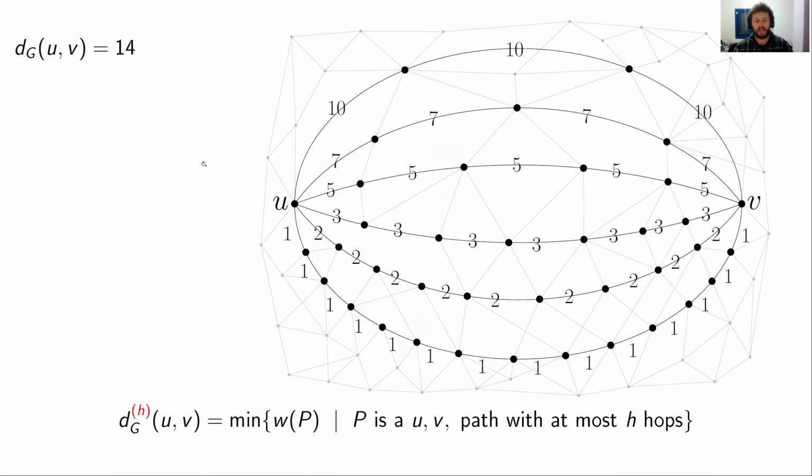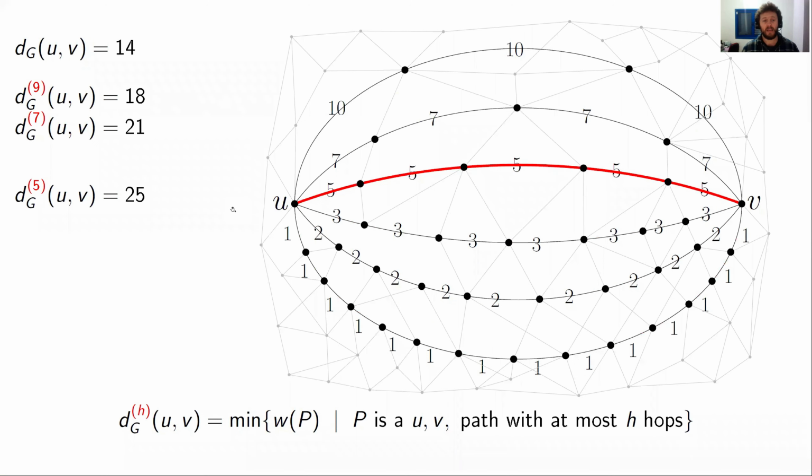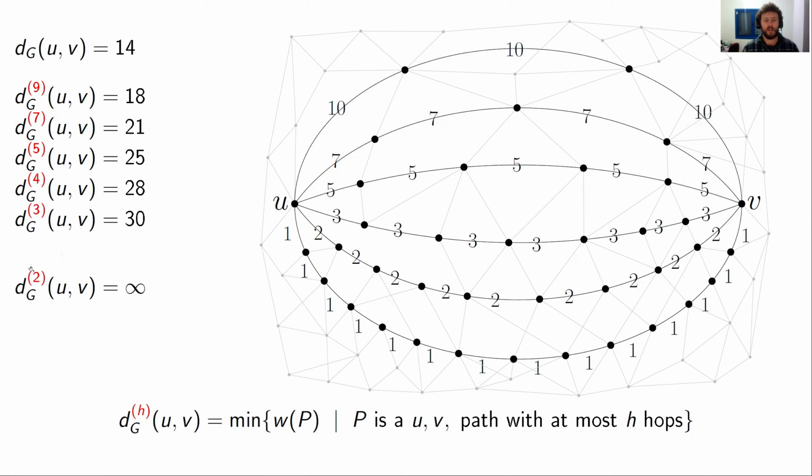And so we'll define the h-hop distance, where the h-hop distance between U and V is the weight of the minimal path between U and V with at most h hops. So in this example, the 9-hop distance between U and V will be this red path that has weight 18. And you can see as we reduce the h, the number of hops we allow in the path, the h-hop distance increases because we minimize over a smaller number of paths. Until here, the 2-hop distance is infinity because there is no path with at most 2 hops.